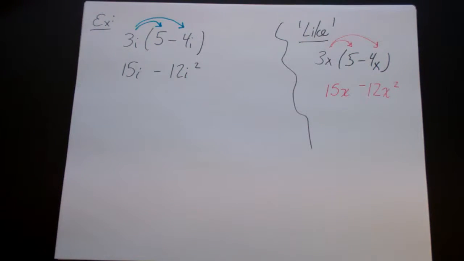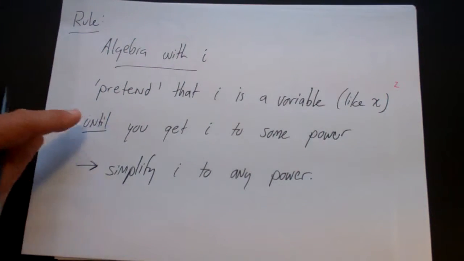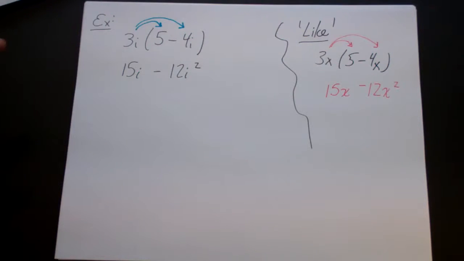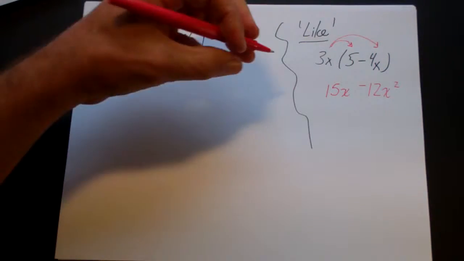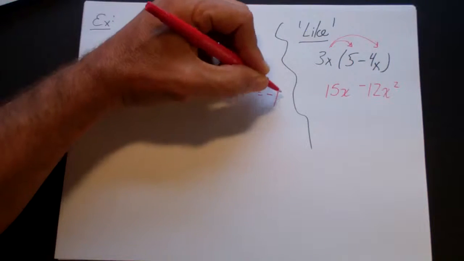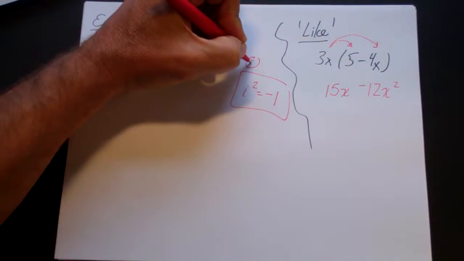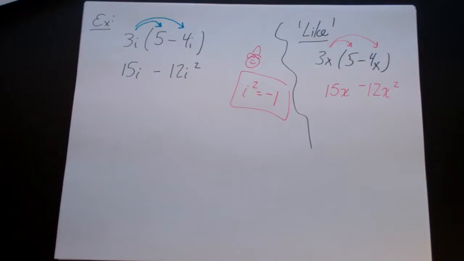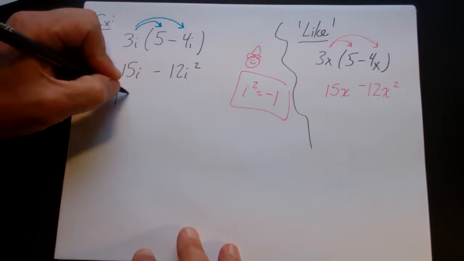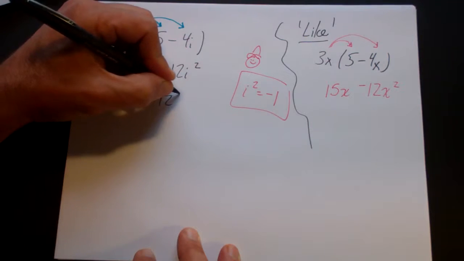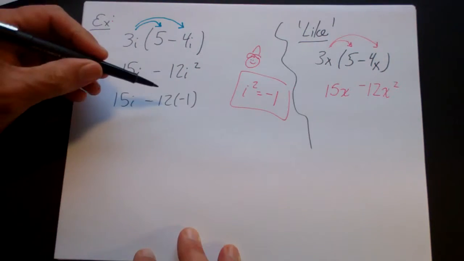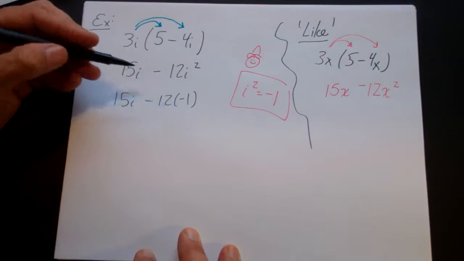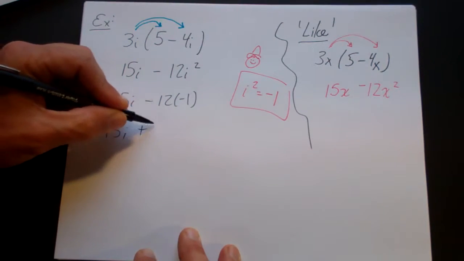Now if you notice, we're done with our algebra. If these were x's, we would be finished. But now we're going to remember the second part of the rule, and that is anytime you get i to a power, we're going to simplify it. So what is i squared? i squared is something you should have memorized, right? i squared is minus 1. You want to memorize that. So if i squared is minus 1, then we have 15i minus 12 times minus 1. Negative 12 times negative 1 is a positive 12, so you have 15i plus 12.